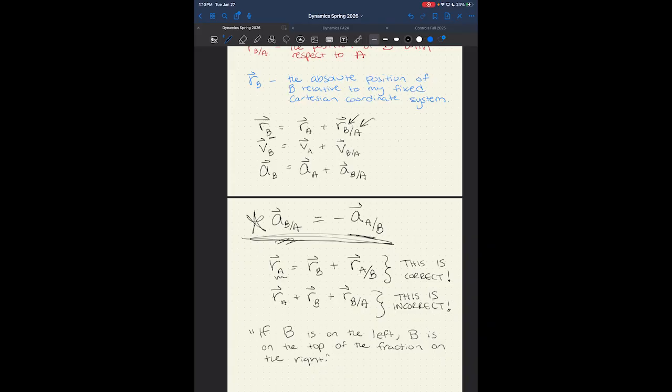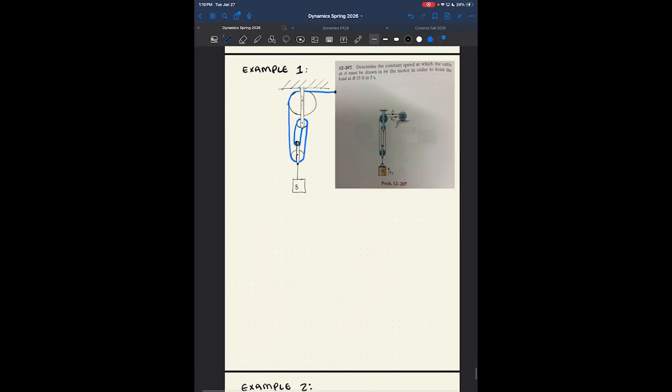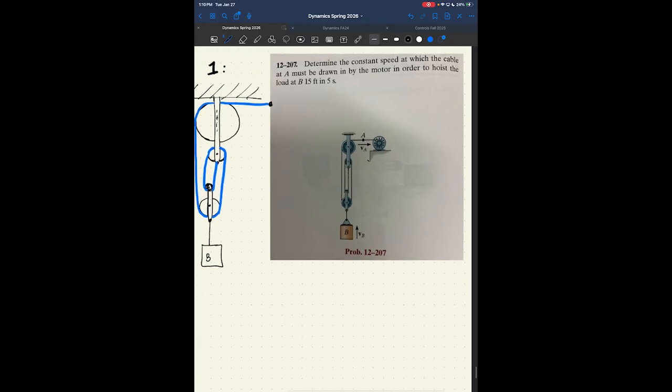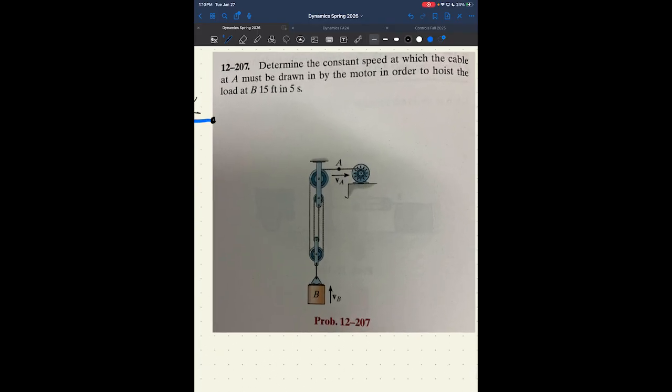Okay. All right. That's all I'm going to say about relative motion analysis. Okay? So let's hop into an example. Let's go back to our dependent motion. And I'm probably going to need to make this bigger by a lot.